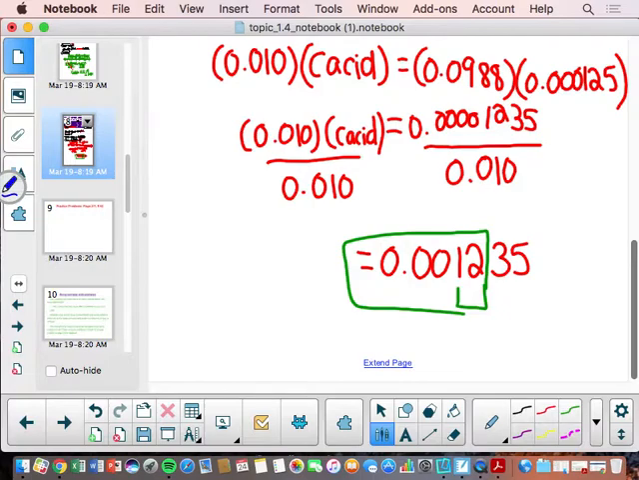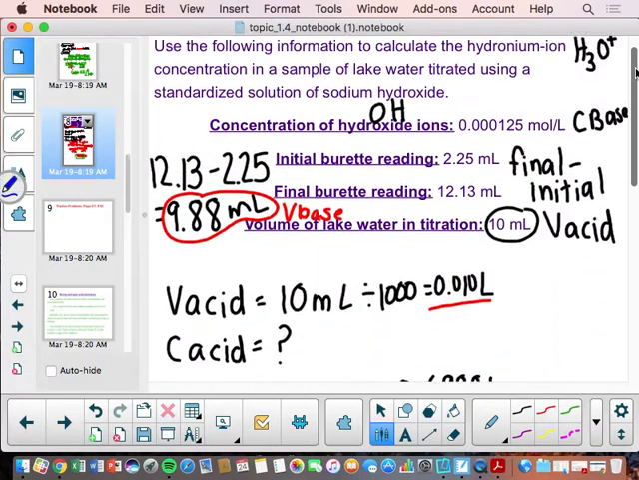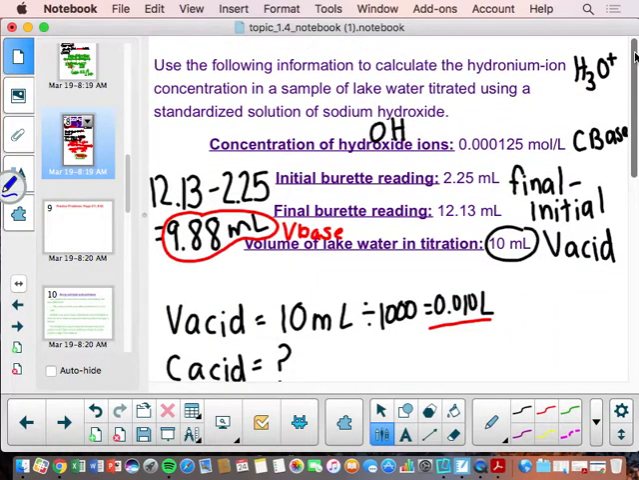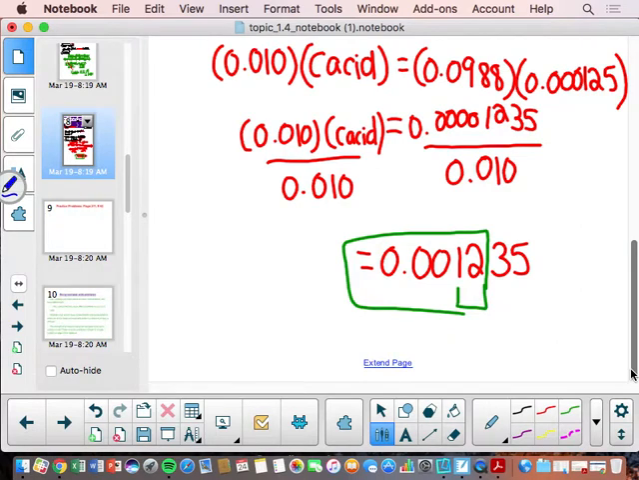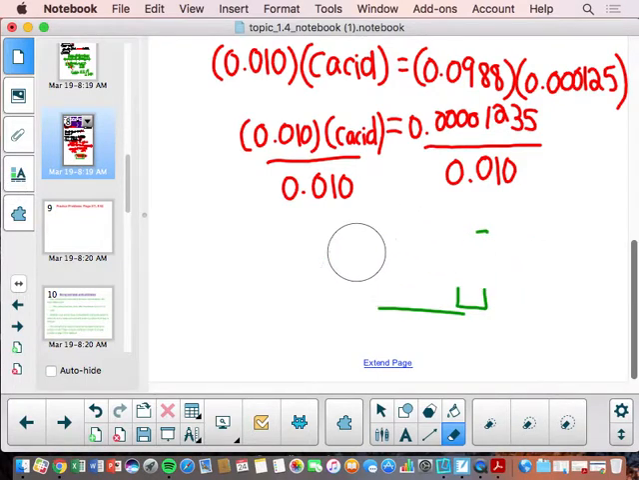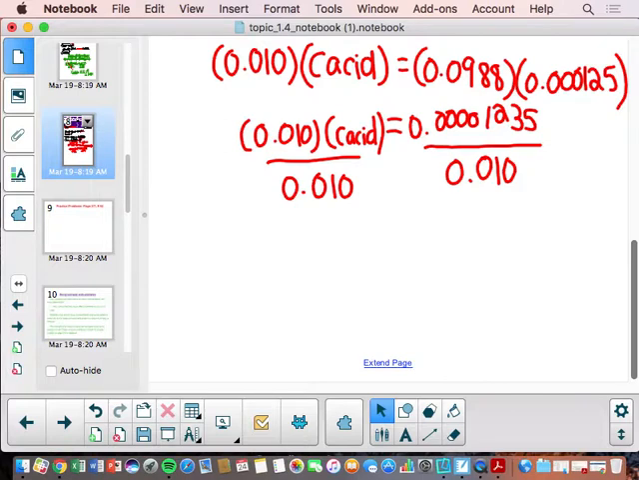So our units, what does this number even mean? Well, go back to the first question. Calculate the hydronium ion concentration. So this is a concentration, which means what's the units for it? How do we measure concentration? What's their base? Was it mL? It's not milliliters. It's moles per liter.